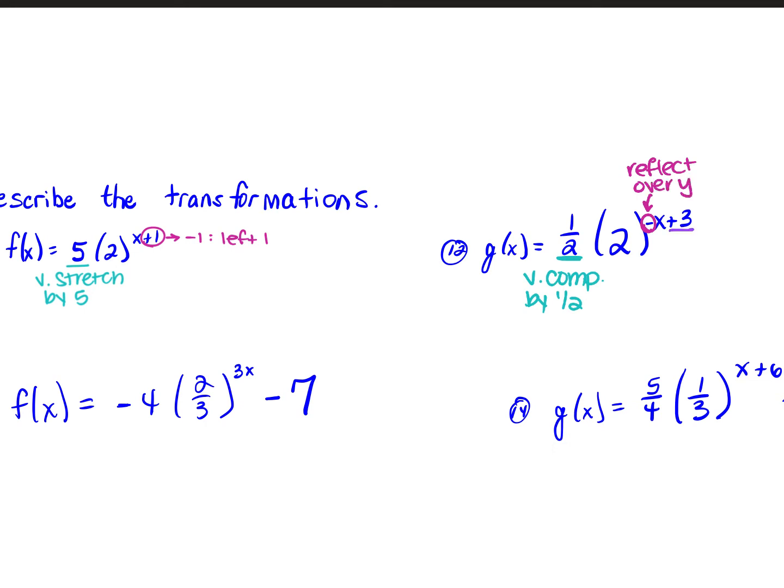Lastly, you have that plus 3. It's in your power, so think opposite. That would turn into negative 3, which means you're going to the left 3 units.